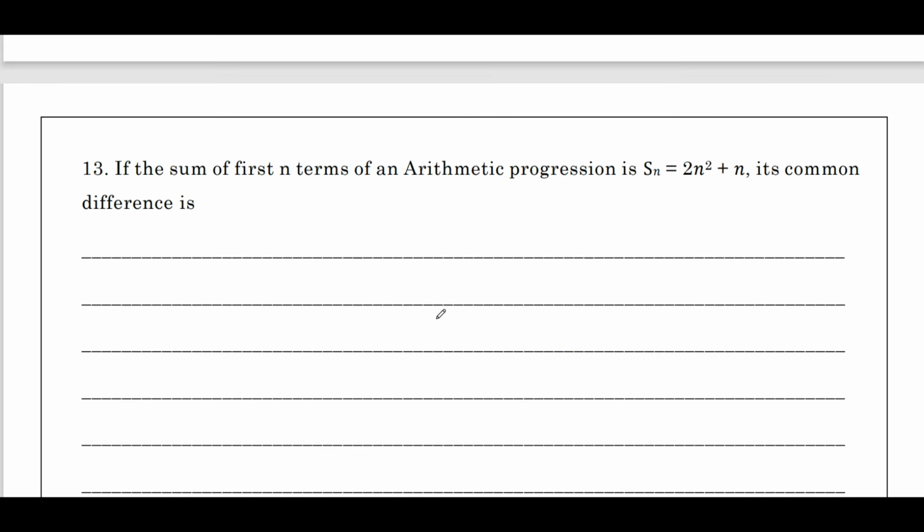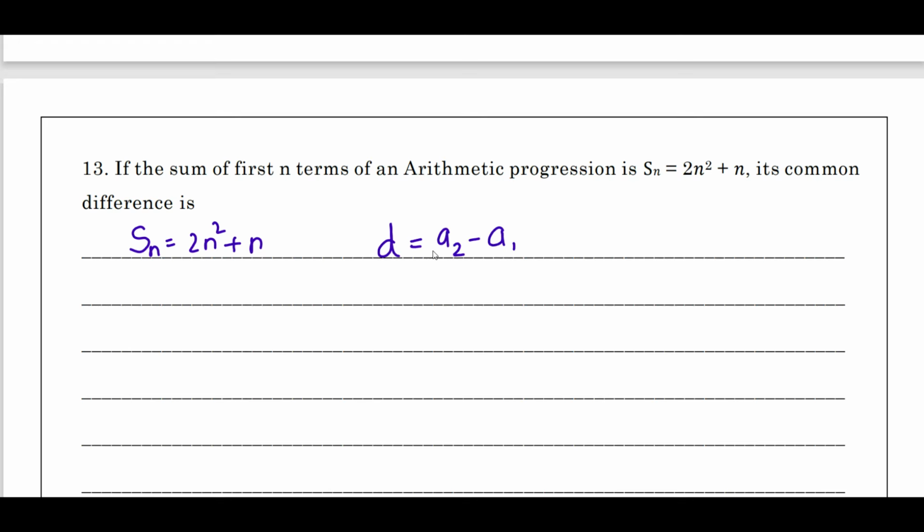Moving to question number 13. If the sum of n terms of an arithmetic progression is Sn equals 2n square plus n, then its common difference is. So given Sn equals 2n square plus n, we need to find the common difference. To find the common difference, what we need is any two successive terms, that is a2 minus a1. Now replace n by 1. S1 equals 2 into 1 square plus 1. 1 square is 1, 2 ones are 2, 2 plus 1 is 3.